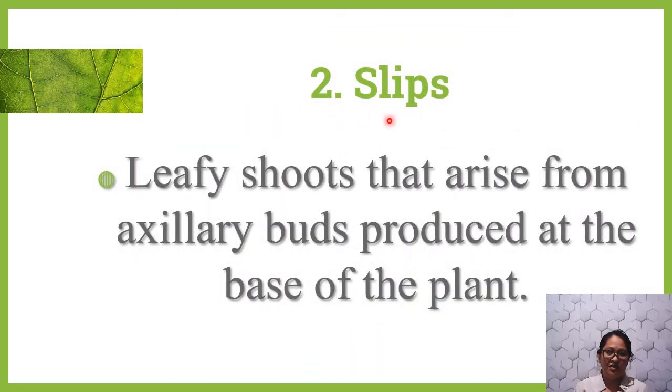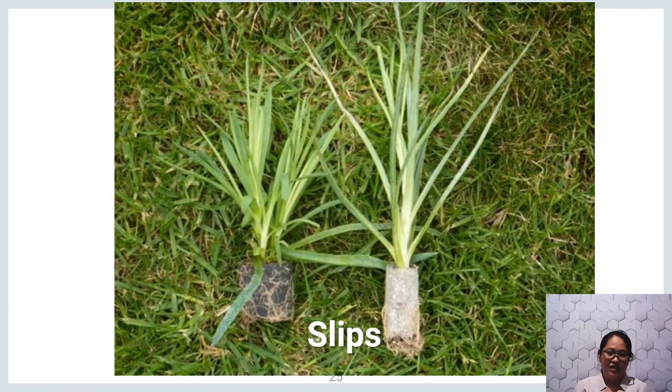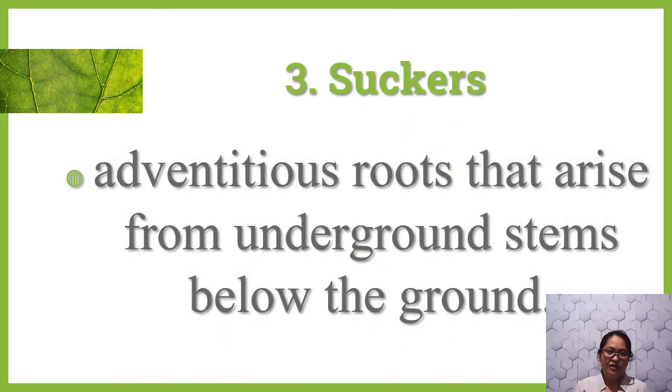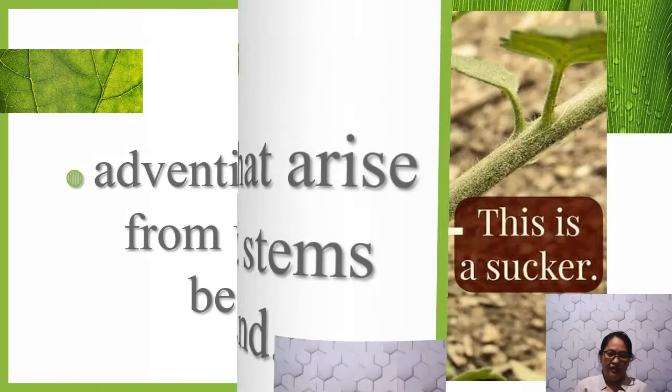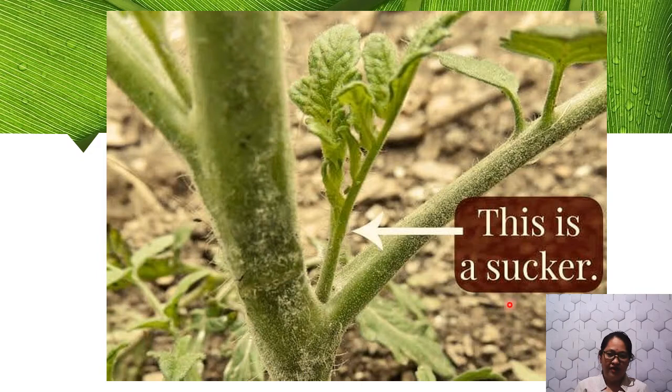Number 2 is leaves. Leafy shoots that arise from axillary buds produced at the base of the plant. This is an illustration of leaves. They multiply from leaves. An example of this is the pineapple fruit. Next, number 3 is suckers. Adventitious roots that arise from underground stems below the ground. This is an illustration of a sucker plant. Examples of this are citrus fruits, banana, and apple. They remove suckers and extract more of them.